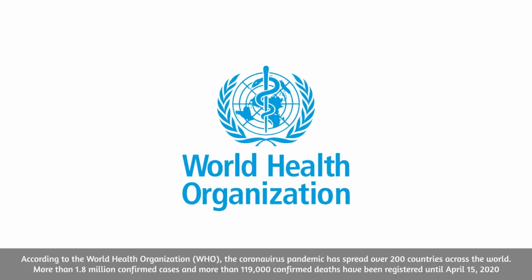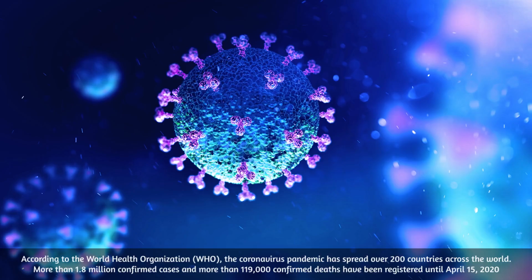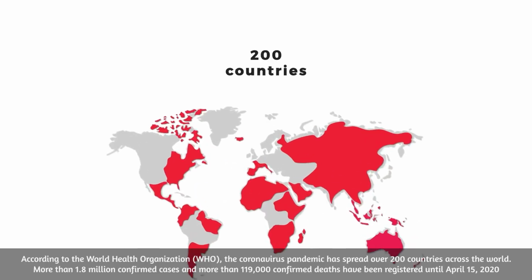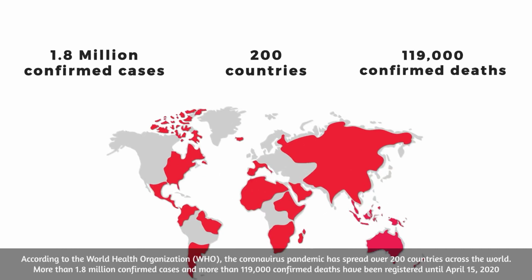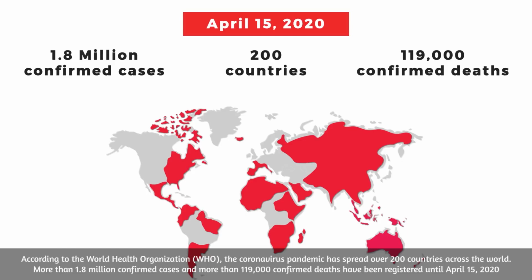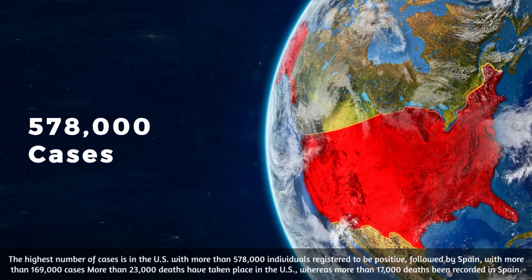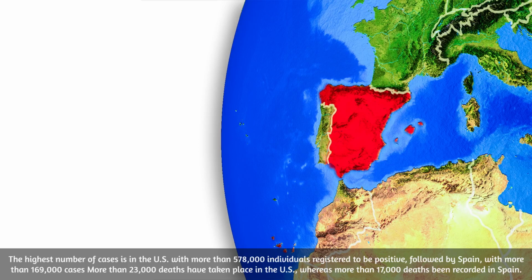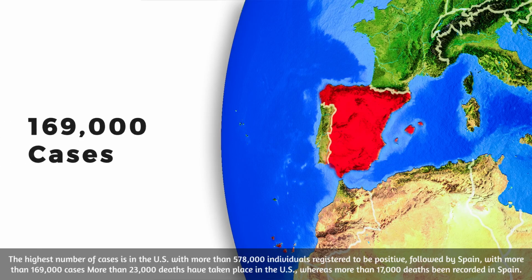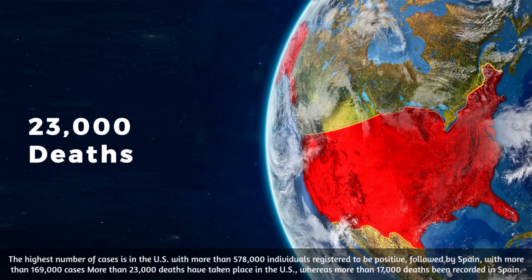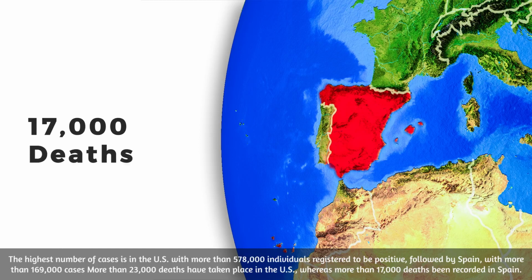According to the World Health Organization, the coronavirus pandemic has spread over 200 countries across the world. More than 1.8 million confirmed cases and more than 119,000 confirmed deaths have been registered until April 15, 2020. The highest number of cases is in the US, with more than 578,000 individuals registered to be positive, followed by Spain, with more than 169,000 cases. More than 23,000 deaths have taken place in the US, whereas more than 17,000 deaths have been recorded in Spain.